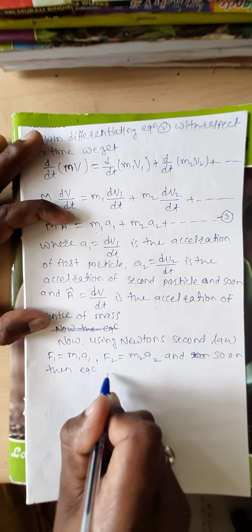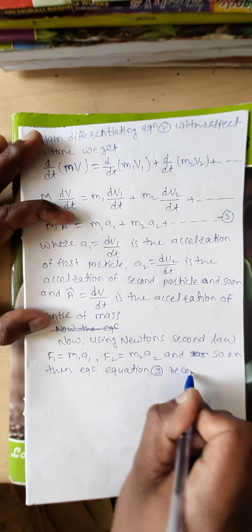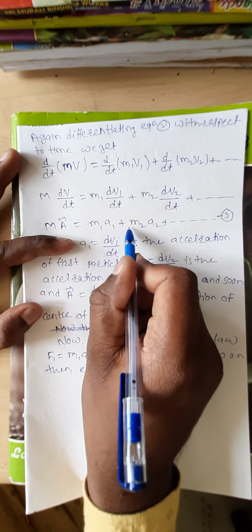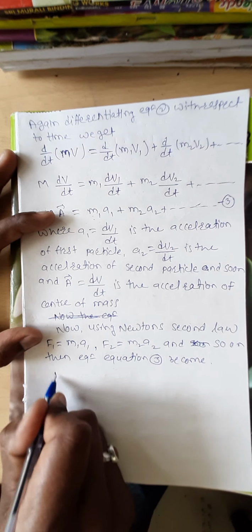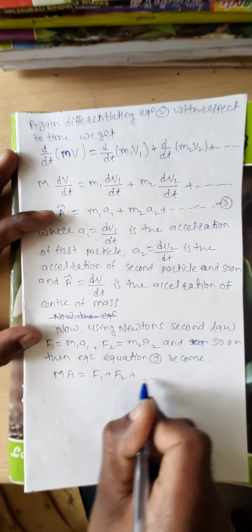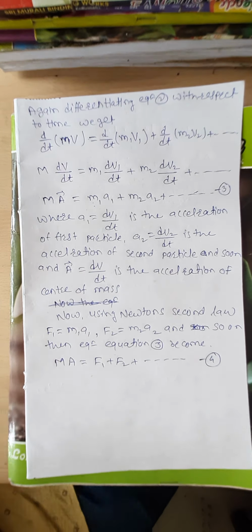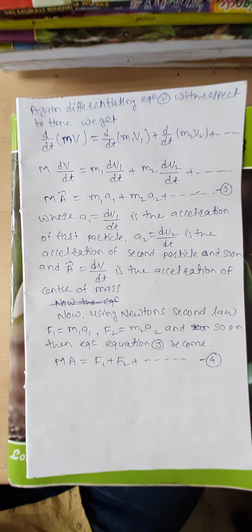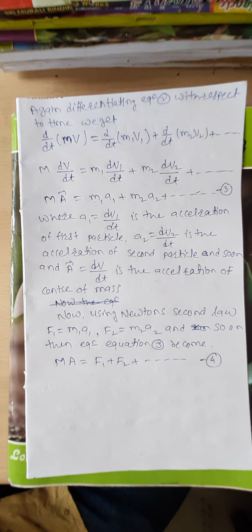Then equation 3 becomes: m1 a1 is nothing but F1, m2 a2 is nothing but F2, m3 a3 is nothing but F3, and so on. Therefore m into A is equal to F1 plus F2 plus F3, and so on. This is equation number 4. F1 is the force acting on the first particle, F2 is the force acting on the second particle, F3 is the force acting on the third particle, and so on.